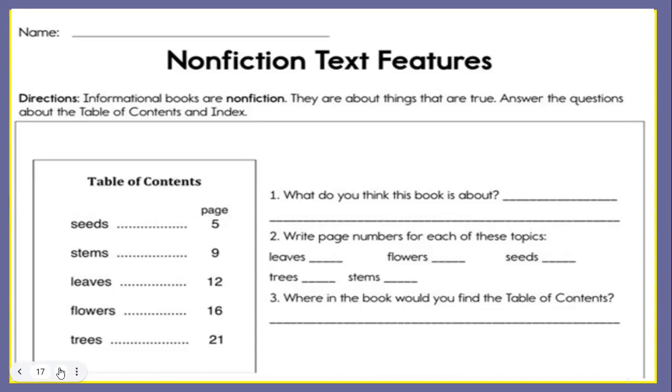So leaves, you're gonna look to the left and see which page can I read about leaves, and you're gonna write it. Trees, stems, flowers, seeds. So you're gonna list the page numbers for those topics. Number three, where in the book would you find the table of contents? So if you don't remember, you can just take up a book and open it and look to see where your table of contents is.